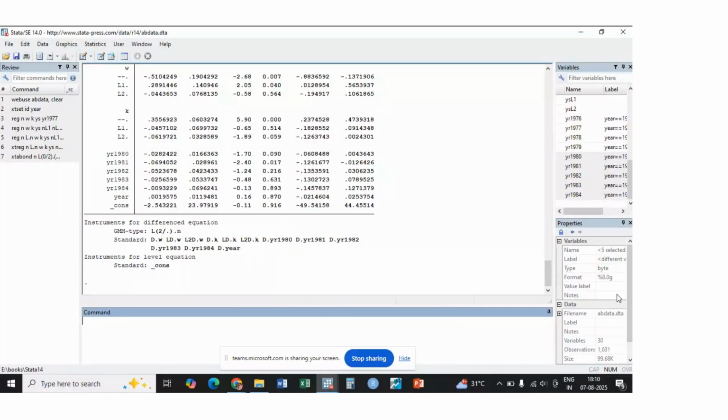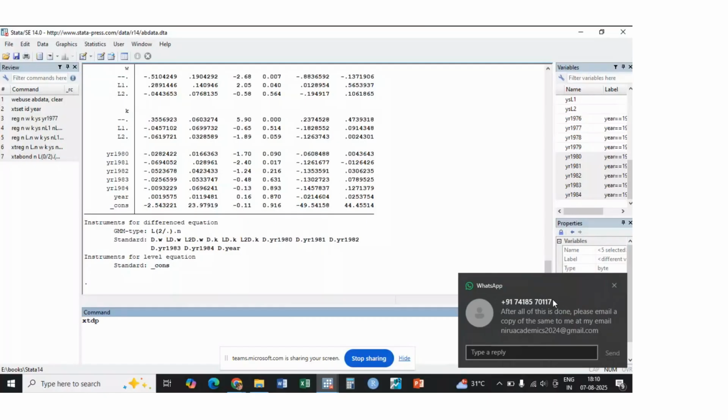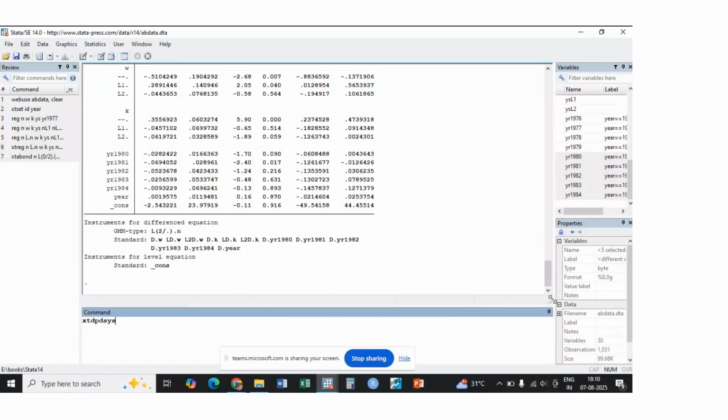Then the next model, which is the next model? GMM. System GMM. The code for the package that does this system GMM is xtdpdsys. XT panel, DPD, system. Dynamic panel data system estimator.